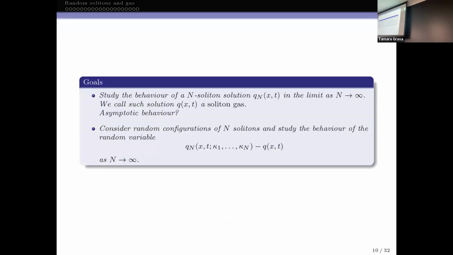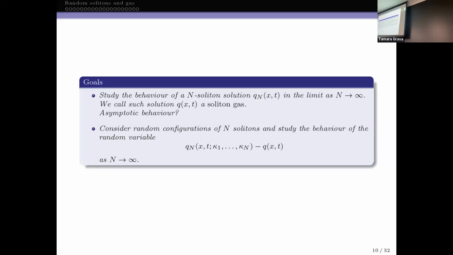Okay, so now what I want to do is to study the behavior when you have a very large number of solitons, and actually I want to send n to infinity. I call it a kind of soliton gas, and the goal is to understand which kind of behavior this kind of solution has. The way I'm doing the limit gives a class of solutions that gives a soliton gas. Then in the second part of the talk, I want to consider a random configuration of solitons and study how this random variable behaves.